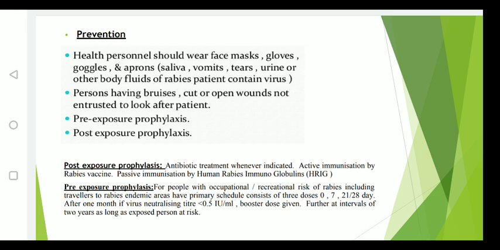Next is exposure prophylaxis, that is pre- and post-exposure prophylaxis. Pre means before the exposure, so before the exposure we take the vaccination. There are 3 doses, on days 0, 7 and 21 or 28. If you are working in an endemic area, we take the pre-exposure prophylaxis treatment. Post means after the exposure, and because of the infection and inflammation we give the patient antibiotic therapy. Then active and passive immunization can also be given.